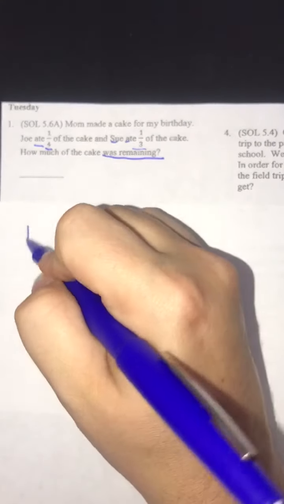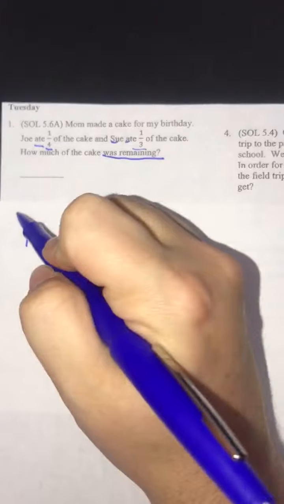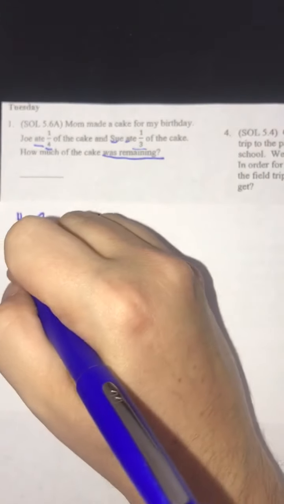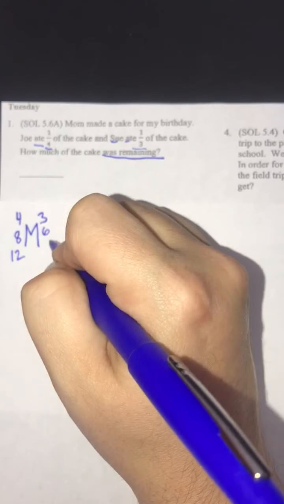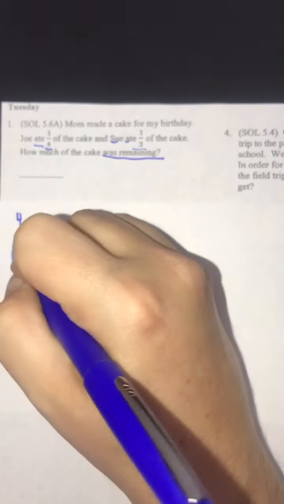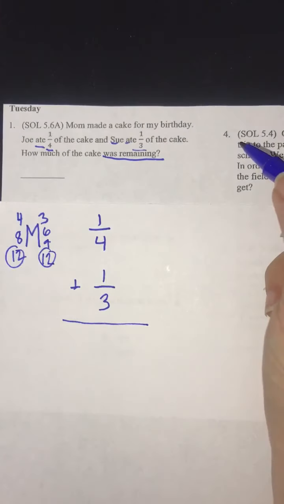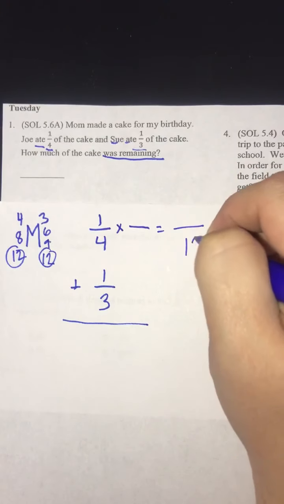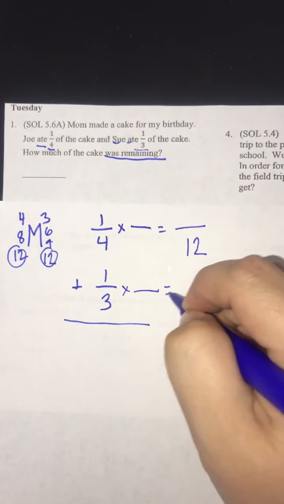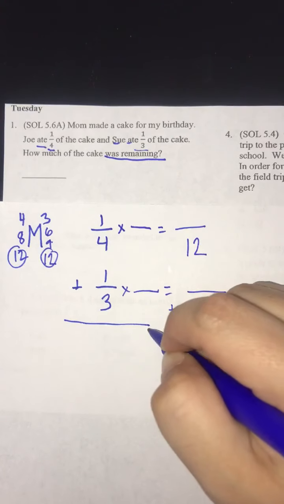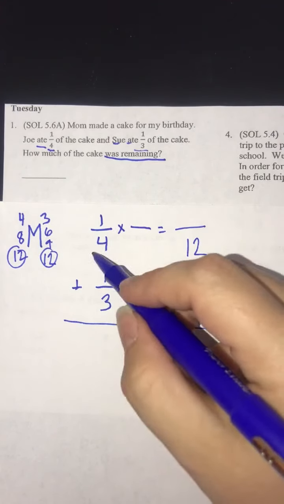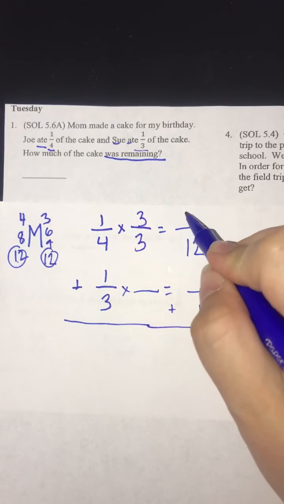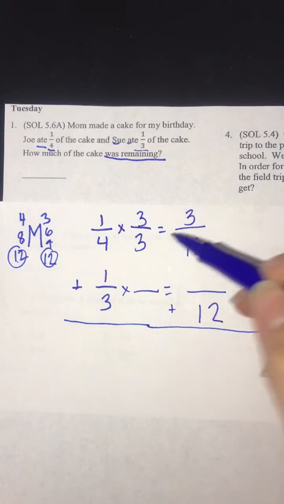So I need to find a common denominator or a least common multiple between 4 and 3. So 4, 8, 12, 3, 6, 9, 12. Common denominator is 12. So some number times 4 equals 12. Some number times 3 equals 12. And then I've got my new fractions set up on this side. So 4 times 3 is 12, and 1 times 3 is 3. 1/4 is equal to 3 twelfths.